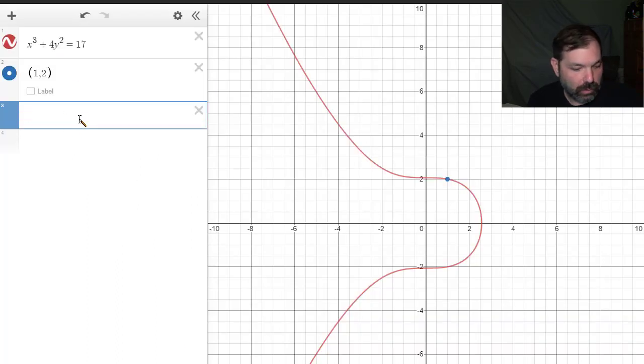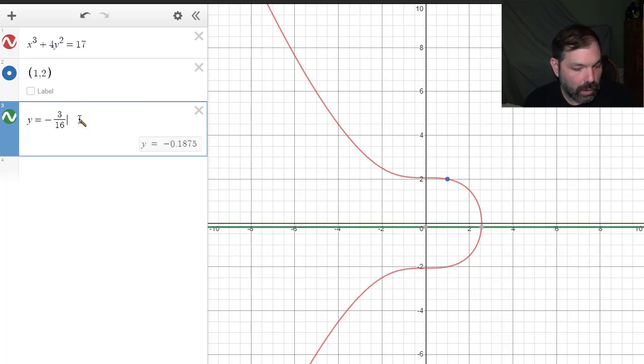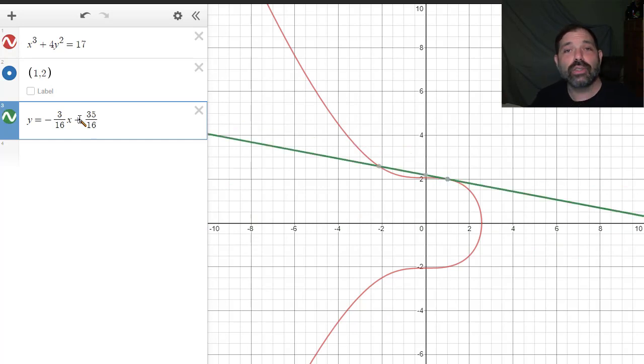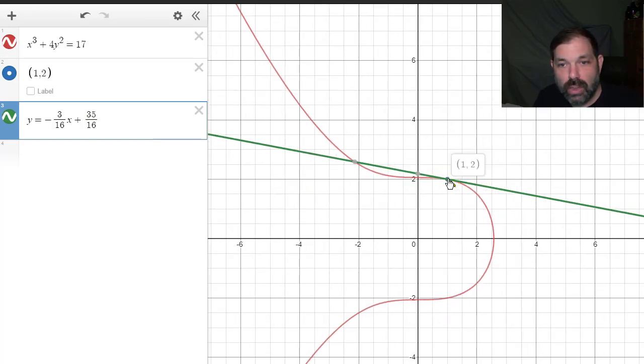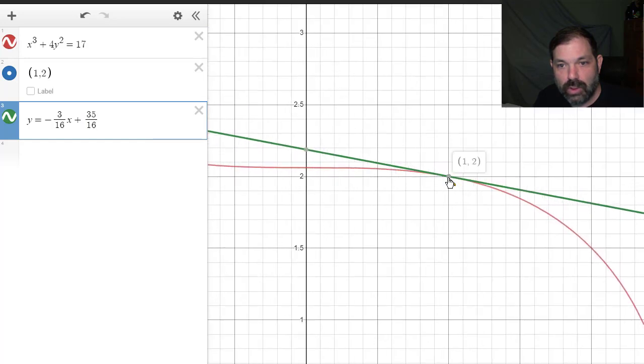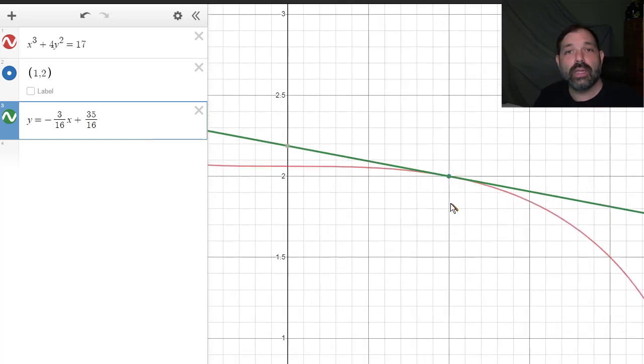So let's graph y equals negative 3/16 x plus 35/16. And that certainly appears to be tangent to the point. And if I zoom in some, I'm just zooming in on 1, 2, it certainly does appear to be tangent at that point. So the method works, right? And this implicit differentiation concept certainly does work.